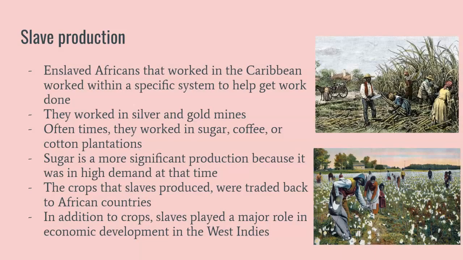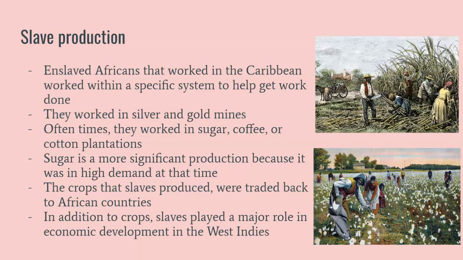This is my next slide, and it discusses slave production. Enslaved Africans that worked in the Caribbean worked within a specific system to help get work done. And what this pretty much means is that one group of slaves worked to complete one task while the other group of slaves worked to complete another. They worked in silver and gold mines. Oftentimes, they worked in sugar, coffee, or cotton plantations.